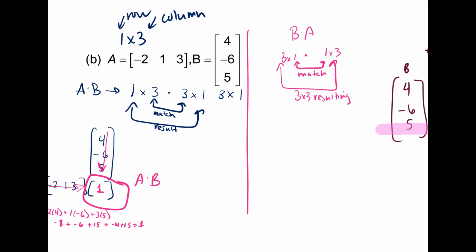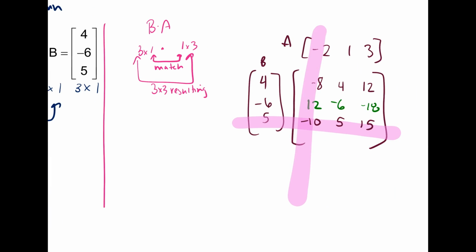If I took A times B, it gave me a 1 by 1 matrix. If I took B times A, it gave me a 3 by 3. Those are different matrices. And also, this is not identity. Identity matrices are 0 everywhere except the main diagonal, which is 1. This is not an identity matrix. So therefore, those two are not inverses.